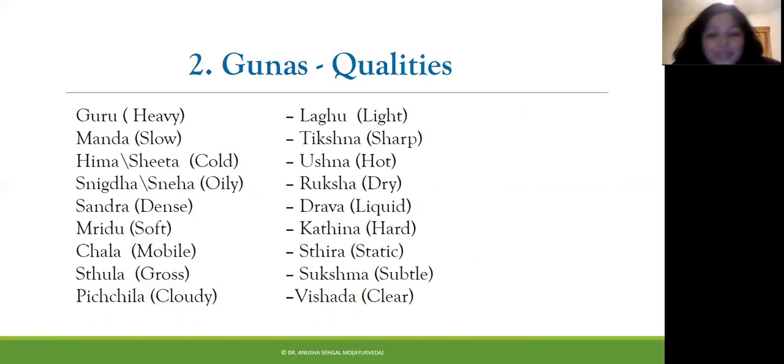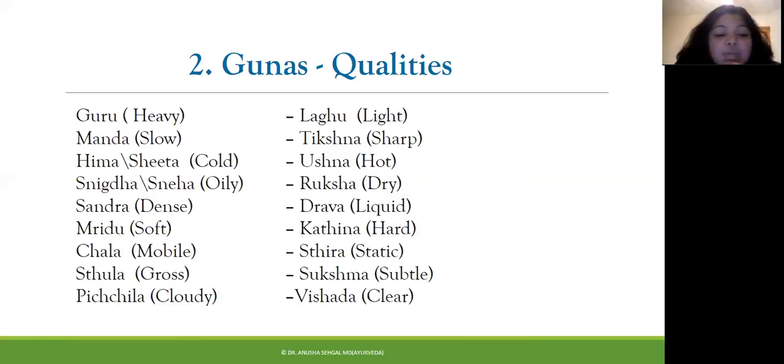Okay, so next is Hima or Shita, which is cold, and Ushna, which is hot. Snigdha or Sneha, which is oily, and the opposite of that is Ruksha or dry. Sandra, which means it's very dense, whereas Drava means it's more liquidy in nature. Mridu means soft, whereas the opposite of that is Kathina or hard. Chala is that which is mobile or moving, whereas Thira means that which is static.